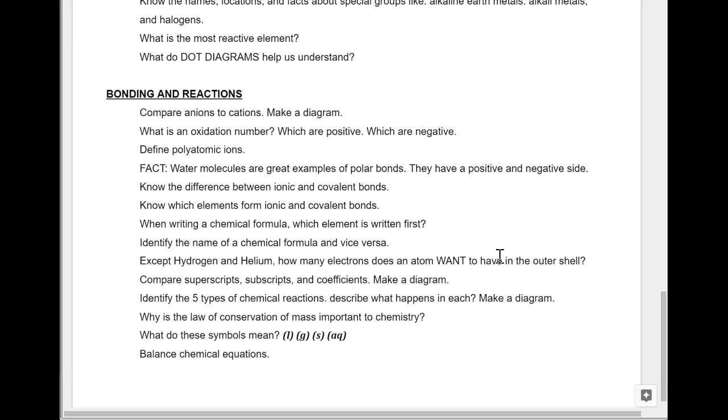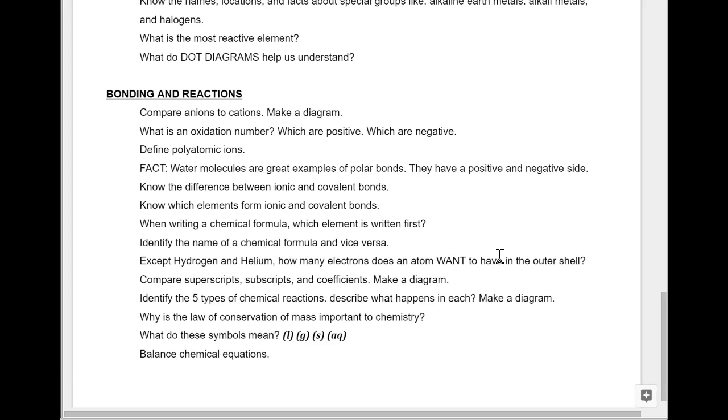When writing your chemical formula, which element is written first? You're always going to write the one that is most positive first. Always write the cation first. And that means you're probably going to write a metal first in a binary ionic compound. Okay?